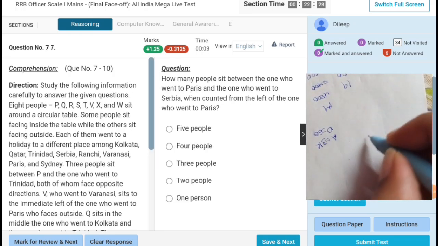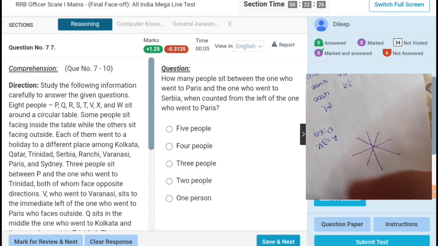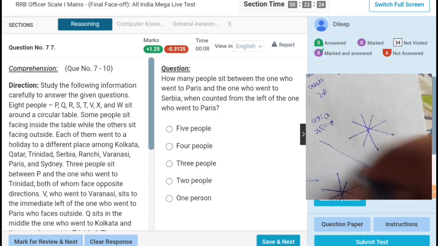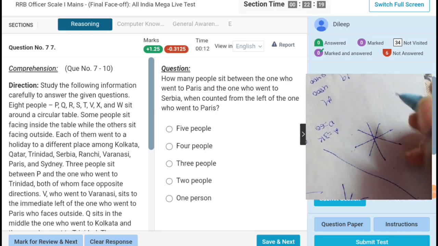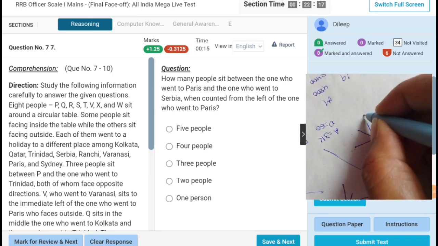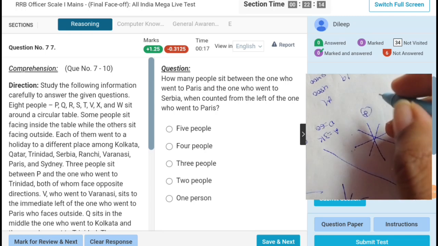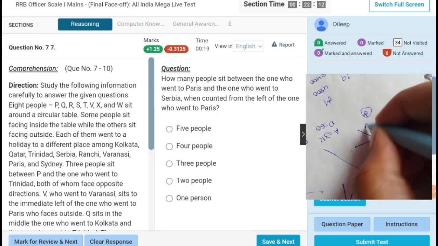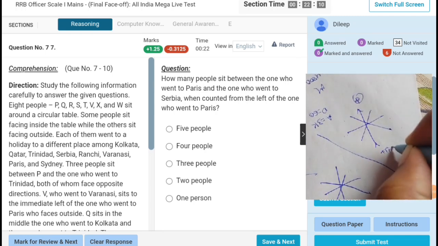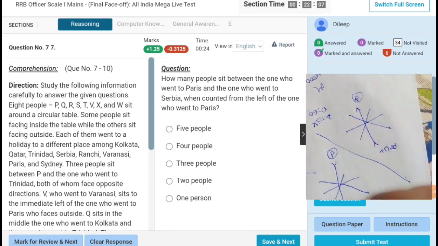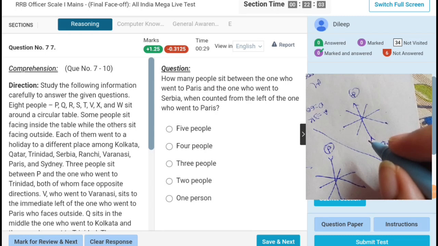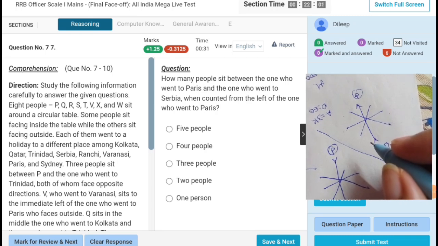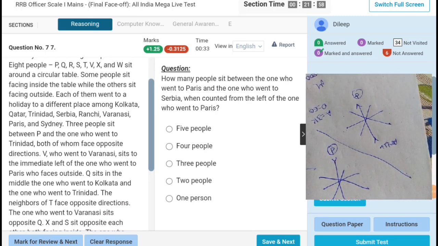Eight people sit at a circular table. Some people face inside the center, some face outside. Each of them went on a holiday to a different place. Three people sit between P and the one who went to Trinidad, in the opposite direction. V went to Varanasi, immediate left of the one who went to Paris. Q is in the middle of Kolkata and Trinidad.